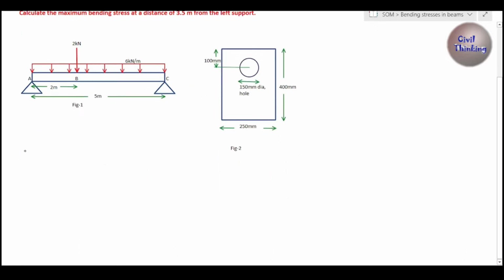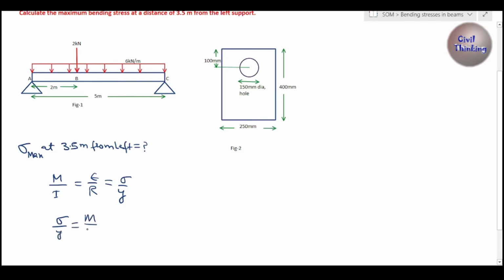All we have to do is calculate the maximum bending stress, sigma max, at 3.5 meters from the left. Now we know the bending stress equation is M by I is equal to E by R is equal to sigma by y. From here we can write sigma by y is equal to M by I, so we can find sigma as M y divided by I, right?